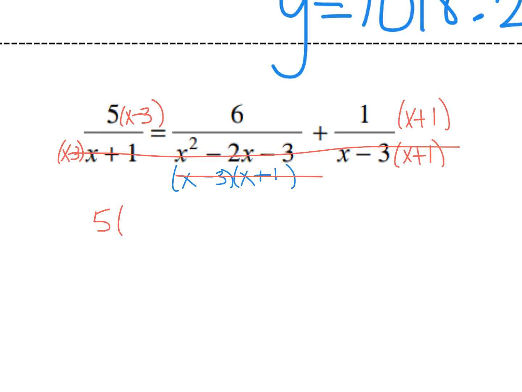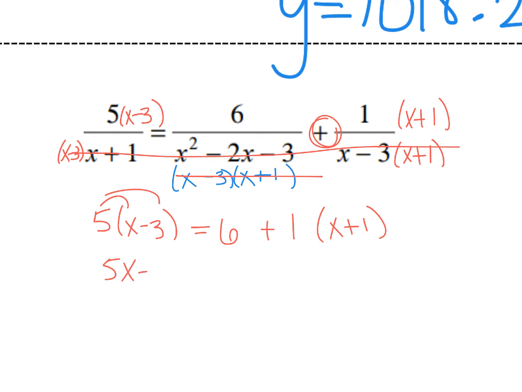So I'll do 5 times x minus 3 equals 6 plus 1, x plus 1. Make sure you have the right sign that's here. Sometimes they put a minus sign and it throws you off. Distribute, so 5x minus 15 equals distribute. Don't get tricked with 6 plus 1, that's not 7 yet, plus x plus 1. Now I can add my like terms. That gets you 7.